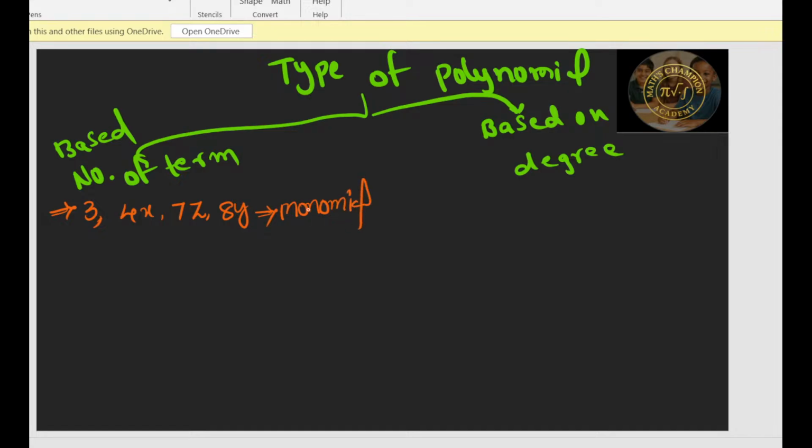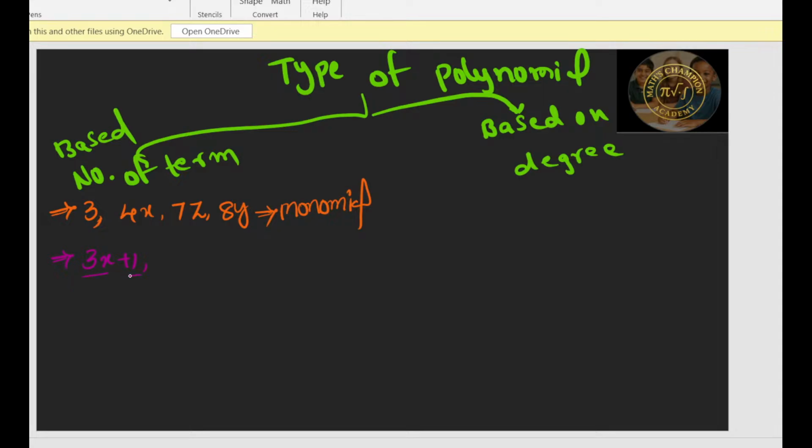A monomial has only a single term. Now look at polynomials with more terms: terms are separated by a mathematical operator, that is a plus or minus. For example, 3x plus 1 has separate terms.